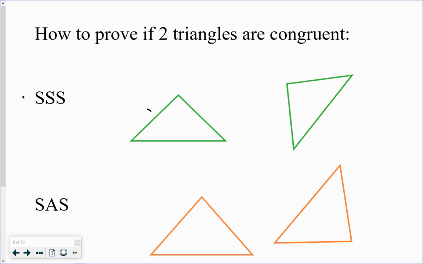So if I know that this side and this side are the same number, I know this side and this side are the same number, and I know this side and this side are the same number. If I've got three matching sides, then I can assume that the three angles will also match, and it's called side, side, side.